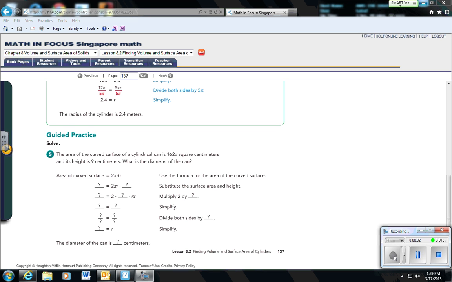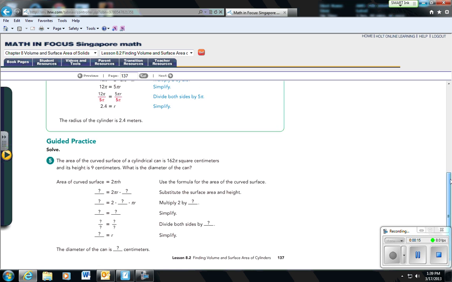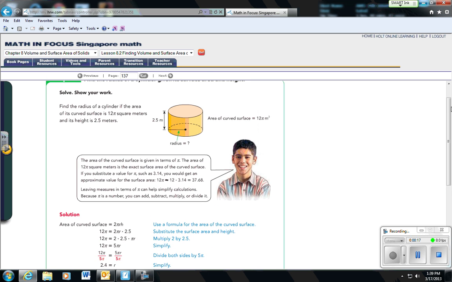Okay, this is the guided practice, just problem number 5 from lesson 8.2. What we've got here is they're telling us the curved surface of the cylinder. So that would be what I refer to as the body. So not the circles. We're not talking about the top of this or the bottom. What we're talking about is the body of it all the way around the cylinder there.